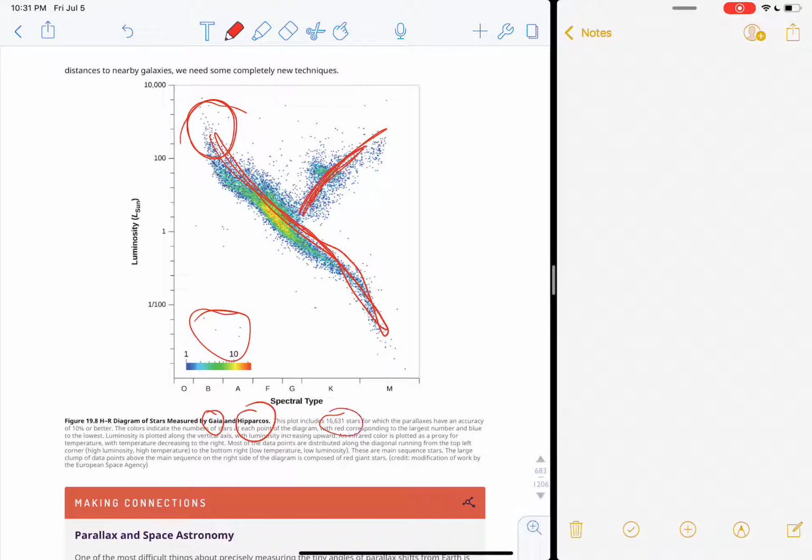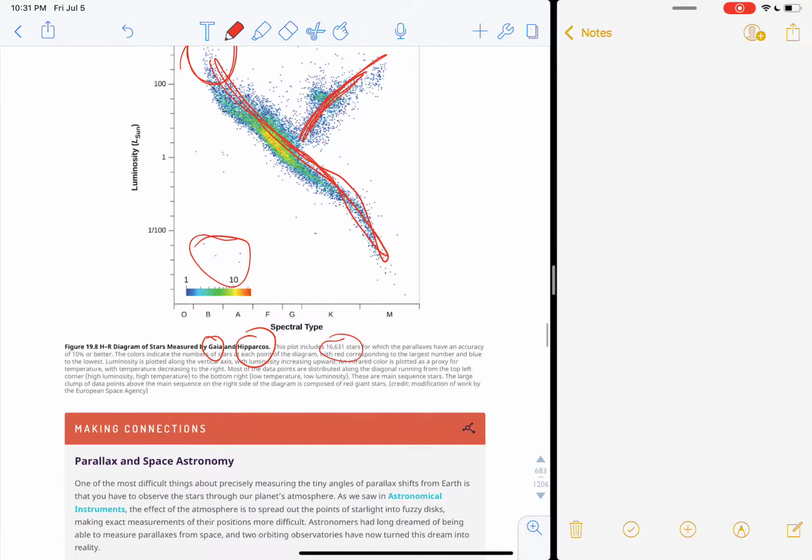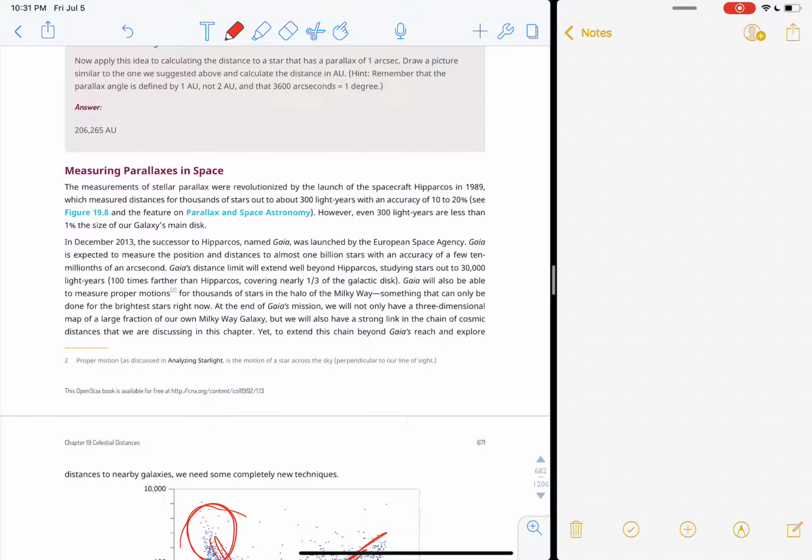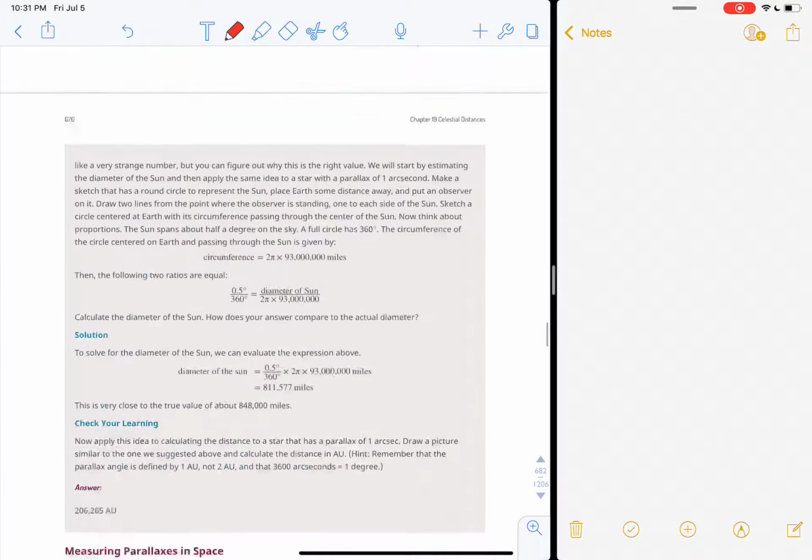These are 16,000 stars in our neighborhood, not super far away, because the Hipparcos satellite and Gaia, well, Gaia now can measure pretty far, but Hipparcos could only go about 300 light years, 500 parsecs or so.